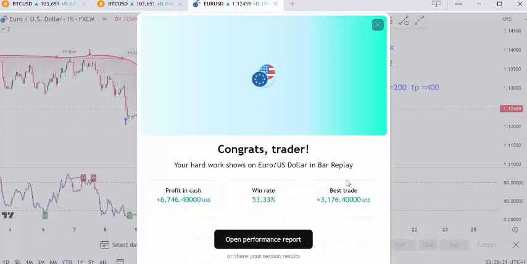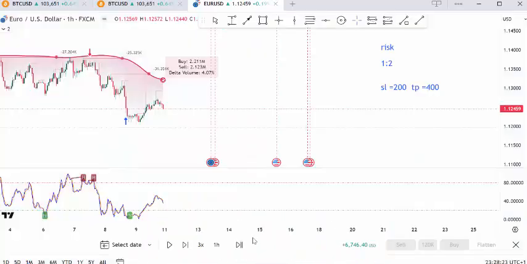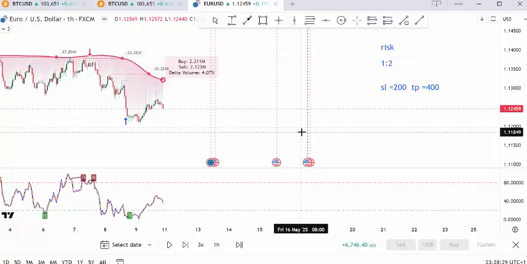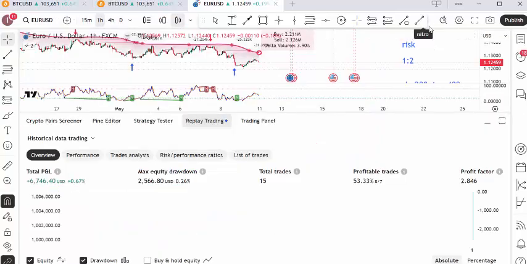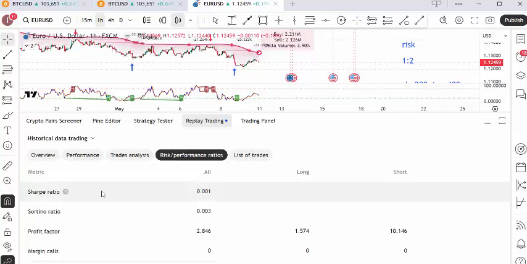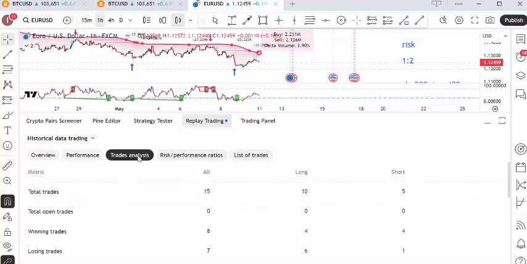Okay, so you can open our report and let's see the report. Now I can switch this. Okay, these are reports. We took a total of 15 trades. What's our risk performance? You can go for the risk performance, profit factor, and everything, and understand how your trade works. Okay, trade analysis.